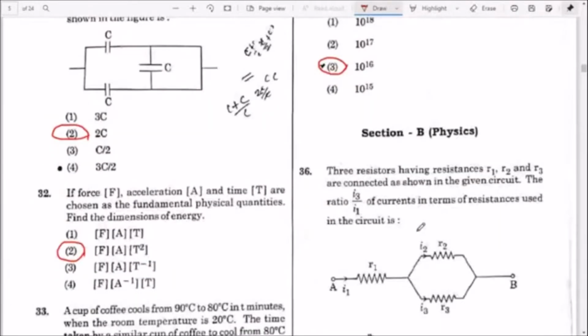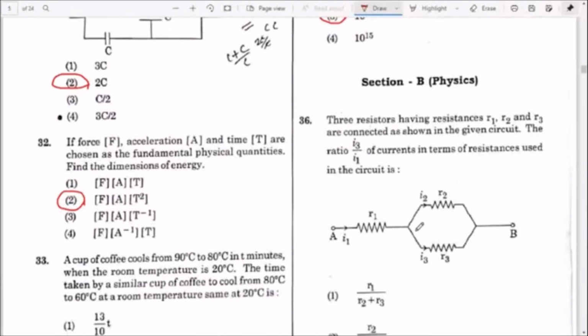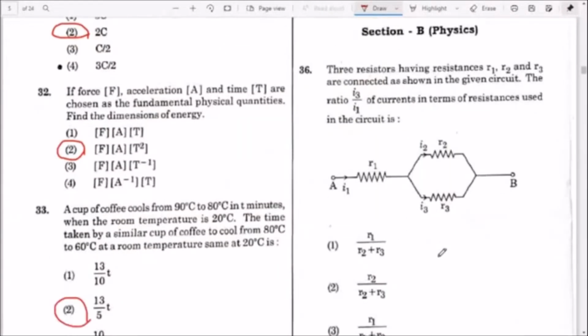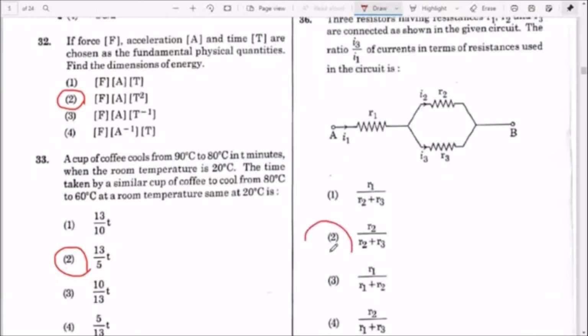Next, so this is section B, physics. Question number 36. 3 resistors having resistance R1, R2 and R3 are connected as shown in the given circuit. The ratio I3 by I1 of currents in terms of resistance used in the circuit is option number 2, R2 by R2 plus R3. It is the correct option, students.